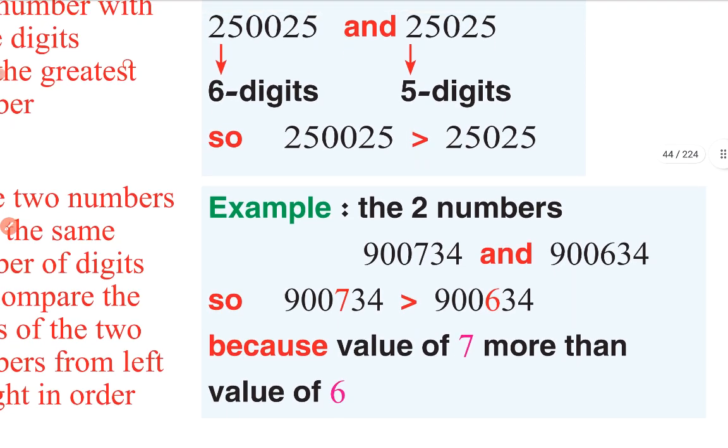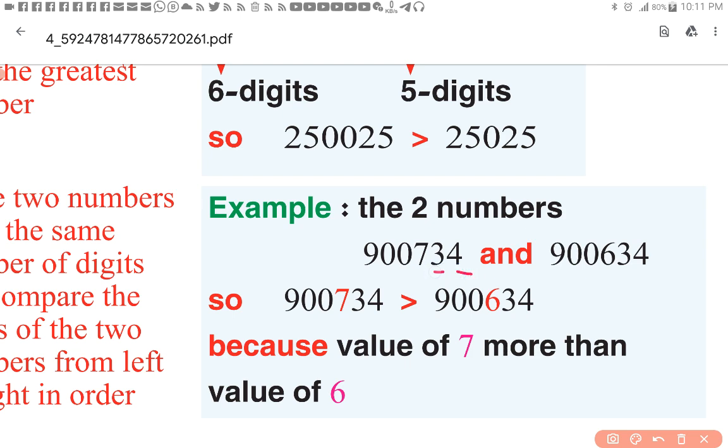And here, the first number, count 1, 2, 3, 4, 5, 6. And the second 1, 2, 3, 4, 5, 6. The two numbers have the same number of digits. العددين من الأرقام. نعمل إيه؟ Compare from left. Start from left.